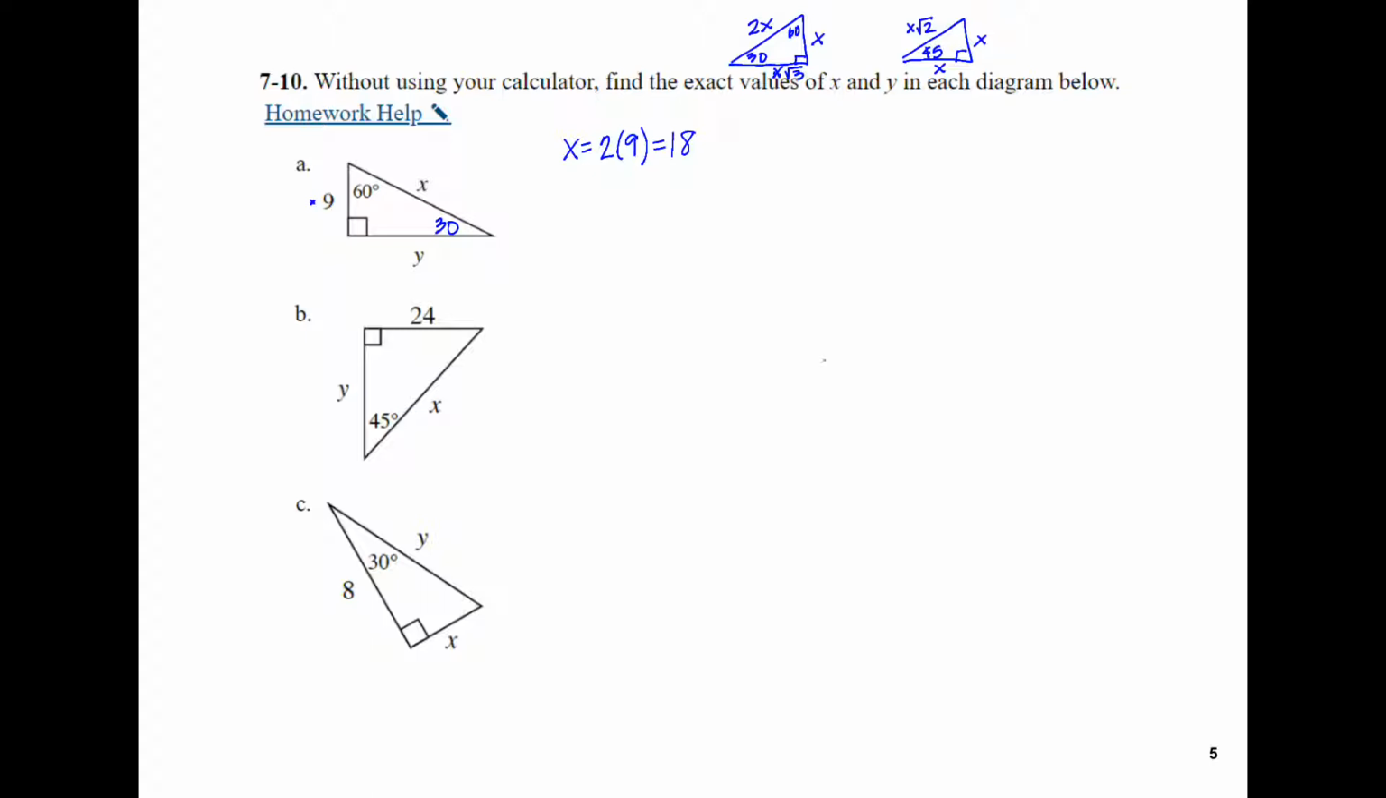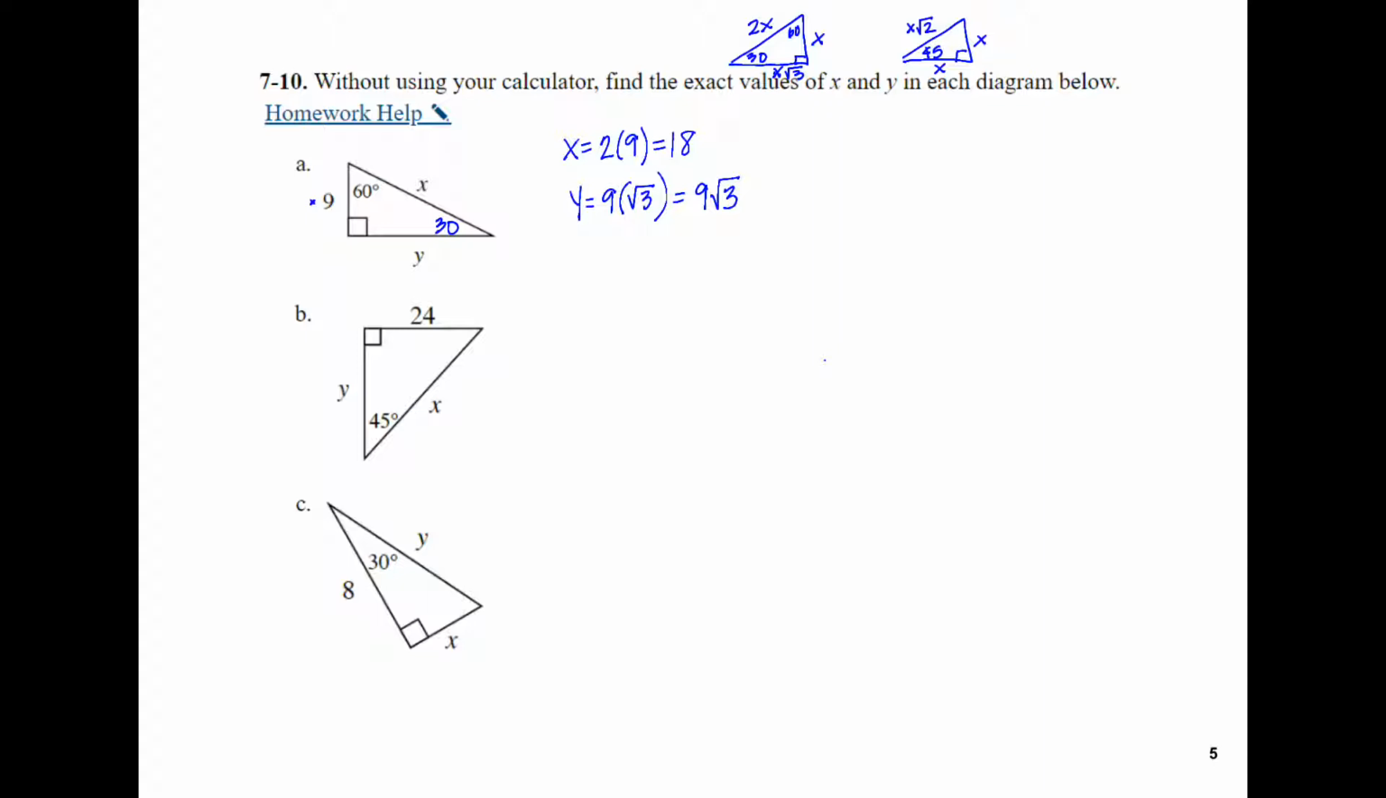Our y then, we are going to take our side opposite of 30, which is 9, and we are going to multiply that by the square root of 3. So y equals 9 root 3 is the exact value.